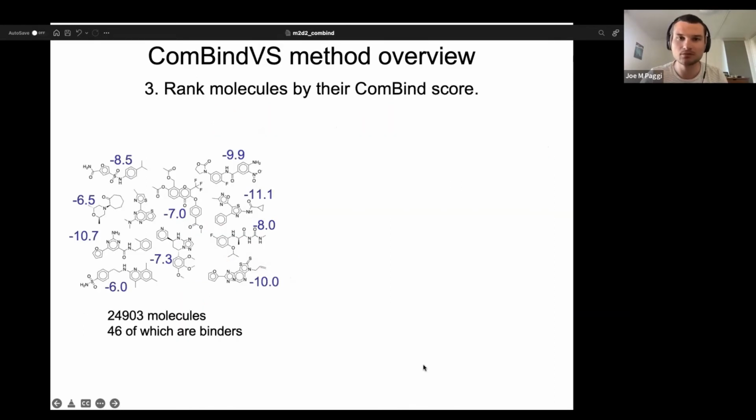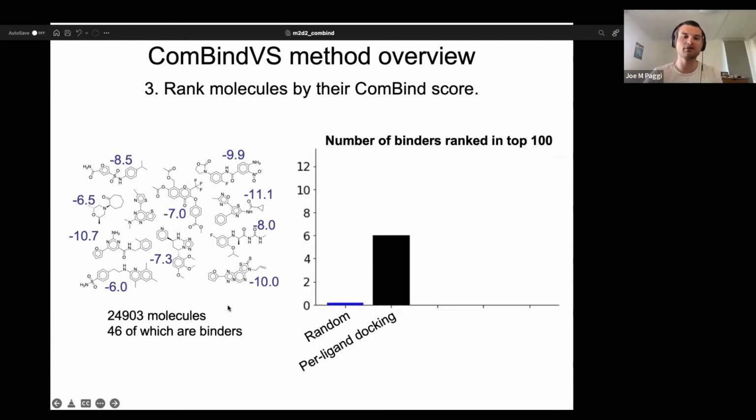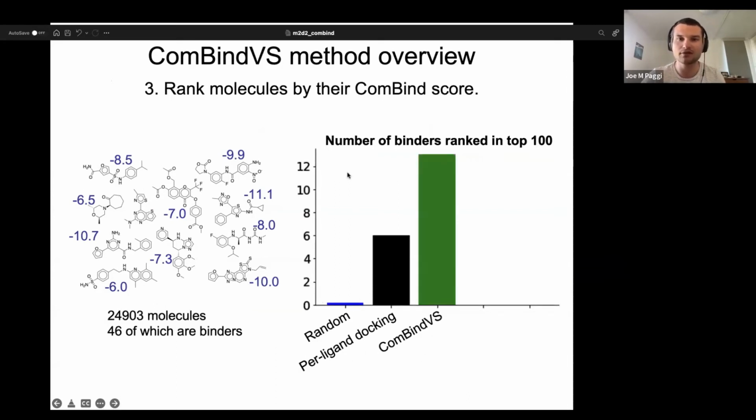Right. So then, the final phase is simply to rank the ligands by their combined score. To look at this particular example, we start out with a library of 2,400 molecules and we pick out 100, and we can ask simply in these 100 how many binders do we get? Random is very low. For standard docking, we get around 6. And for Combine VS, we get closer to 13.